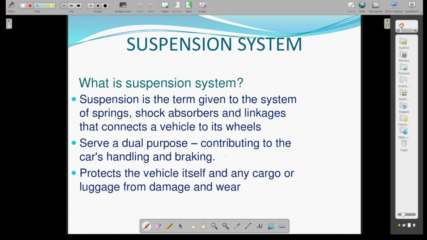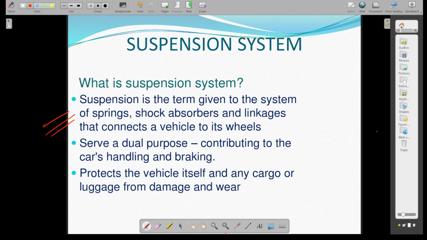Yes, so we are in the suspension system. So what is the suspension? I am just rewinding what we have learned. The suspension system is a mechanism built in between the chassis and the axle. By suspension, I mean a system consisting of springs, shock absorbers and linkages that connects the vehicle to the wheels. It serves a dual purpose, contributing to the car's handling and braking. It also protects the vehicle itself.